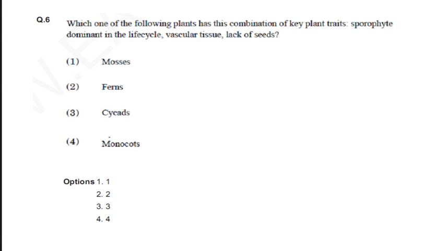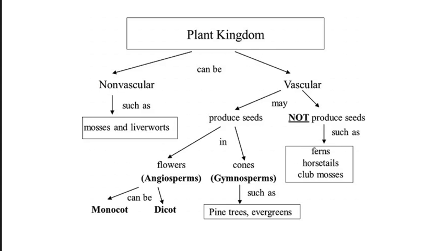Okay, so to explain this, I would like to show you one chart. So see, the plant kingdom is divided into vascular plants and non-vascular plants. Vascular plants means the ones which have xylem and phloem. Okay, as you all know, xylem is a water conducting element and phloem is the food conducting element. Okay, non-vascular plants include mosses and liverworts.